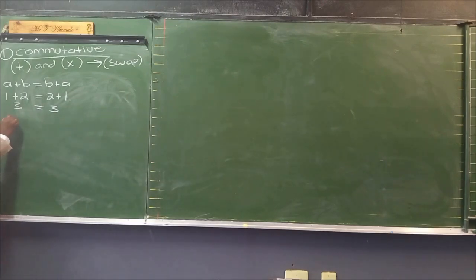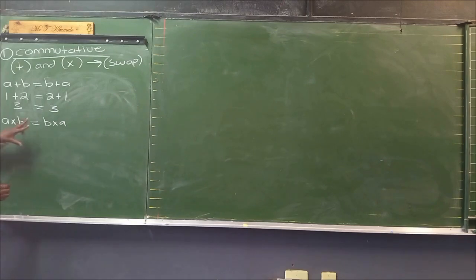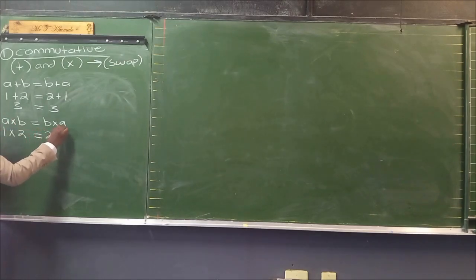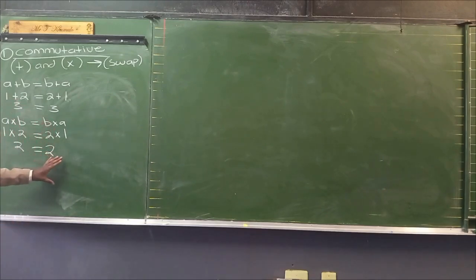Same as with multiplication, a multiplied by b is equal to b multiplied by a. So when we multiply numbers, we can swap them around and still get the same answer. For argument's sake, 1 multiplied by 2 is equal to, now we swap the numbers around, 2 multiplied by 1, which is equal to 2, because 1 multiplied by 2 is 2, and 2 multiplied by 1 will also equal 2. And that is the commutative property. When you add or multiply numbers, you can swap them around and you will still get the same answer.